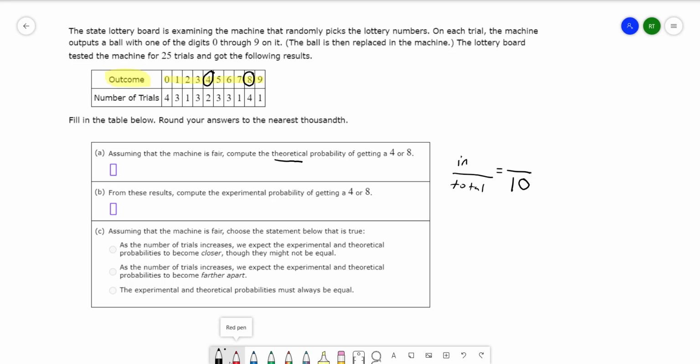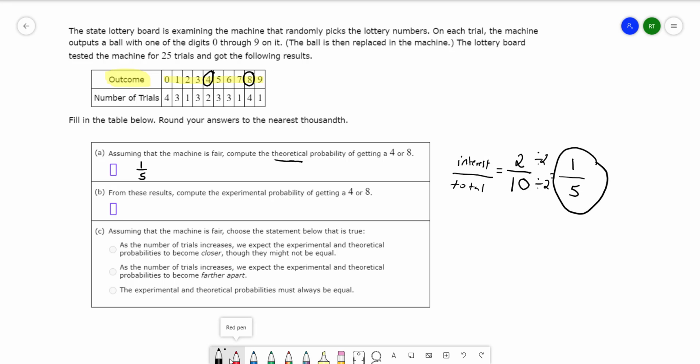So basically the top number is going to be, what are you interested in figuring out? So in this case, a 4 or an 8. And that means that there's only 2 possibilities for that to happen. So 2 different ways. And then we're going to simplify it by dividing by the greatest common factor, which is 2. And we get 1/5. So this would be my theoretical probability. So 1/5 of the time I expected a 4 or an 8 to come out.